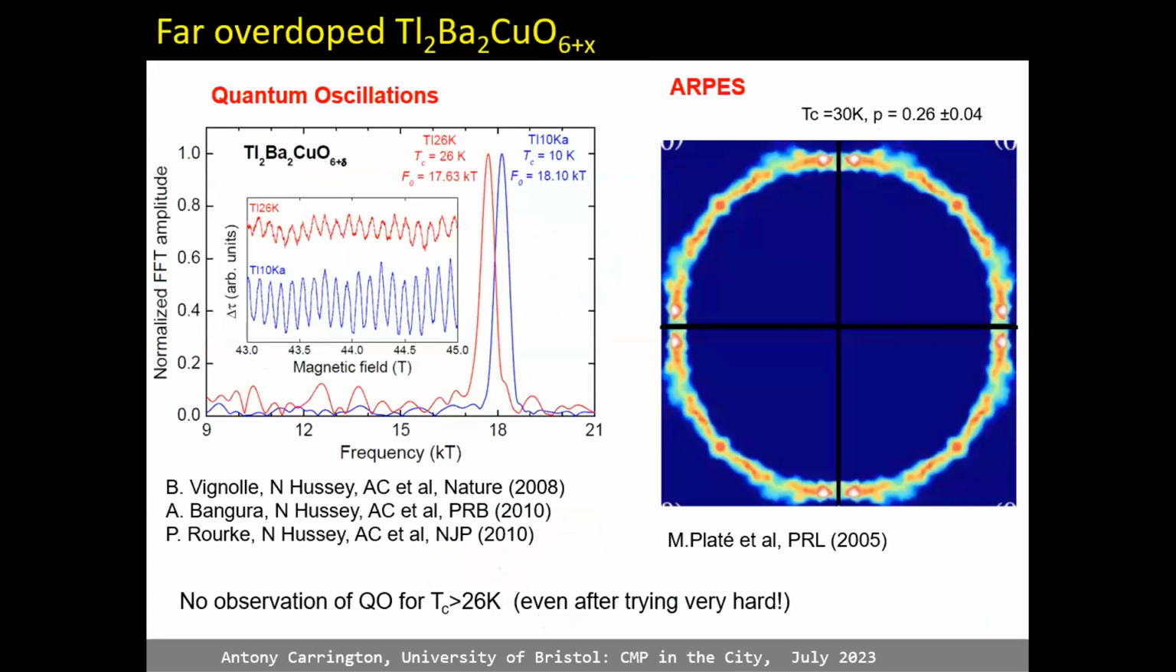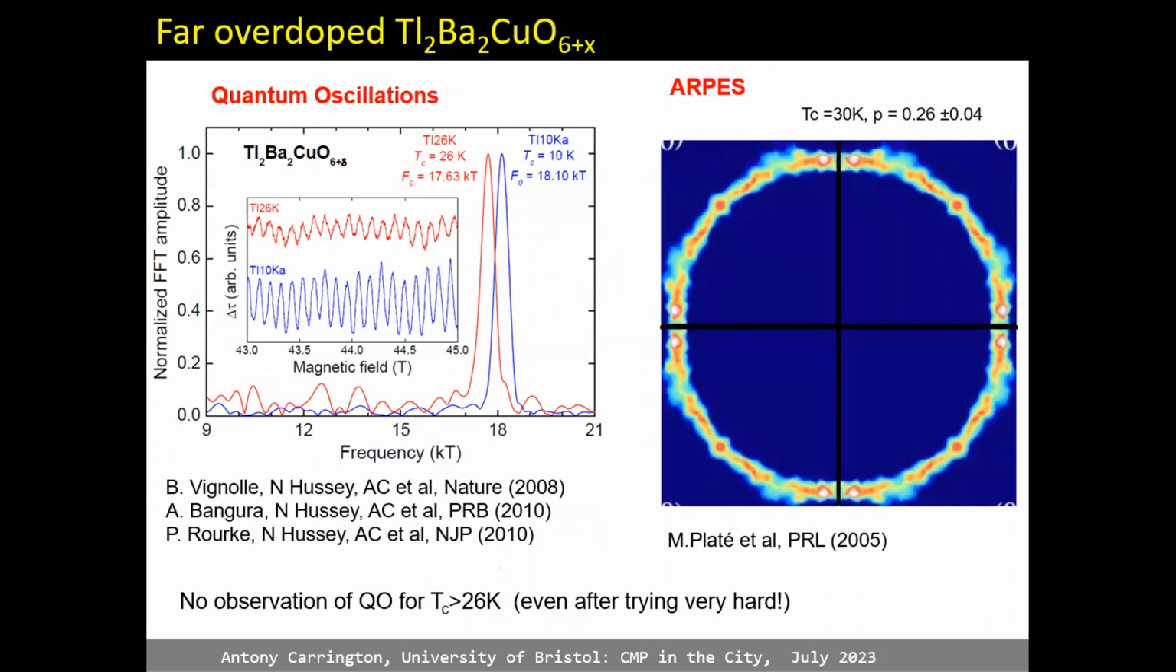Okay, so we also managed to observe quantum oscillations. So these are some nice quantum oscillation data. And we did this for only the most overdoped samples. I'll come back to this later. But basically, very overdoped samples, so TC about 10K. And after a lot of trying, we eventually found quantum oscillations in higher TC. But this was the limit.